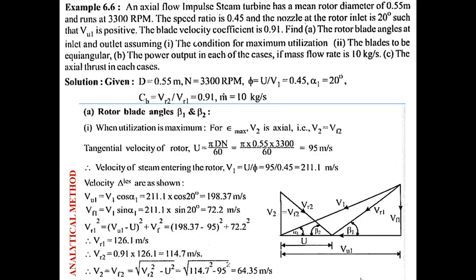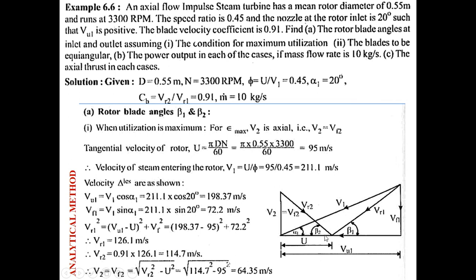Okay, so on the horizontal line, I'll mark this U as 95 meter per second. Take any scale, 95 meter per second, and draw it in centimeters. As per my knowledge, if U is 95, V1 is 0.45 of that, they are getting 211. So for this, I think you can take a scale of 1 is to 20 or 1 is to 25, and convert all the meter per second values into centimeters.